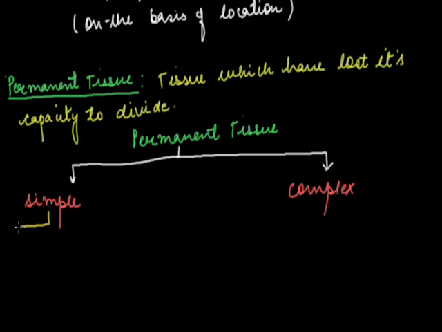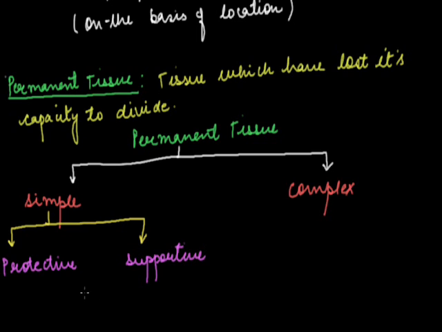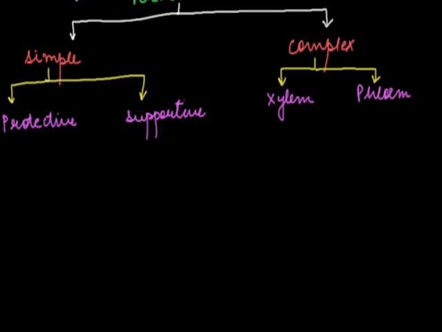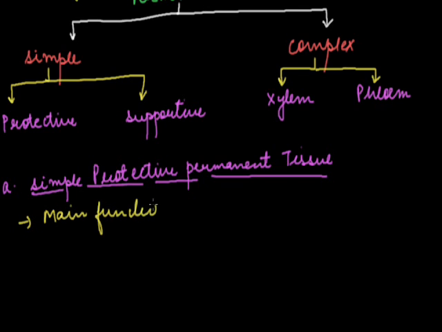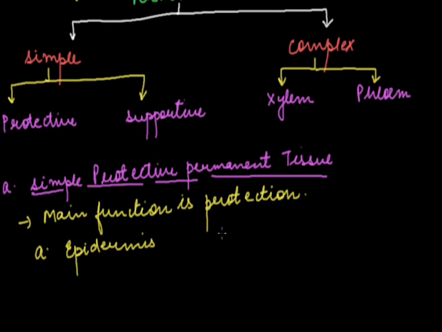The simple is further divided into two types, protective and supportive, and the complex is divided into two types, that is the xylem and phloem. Now let us first discuss the simple protective permanent tissue. The basic function of the tissue is protection. It is of two types, epidermis and cortex.